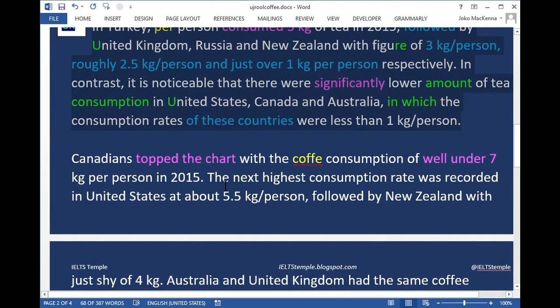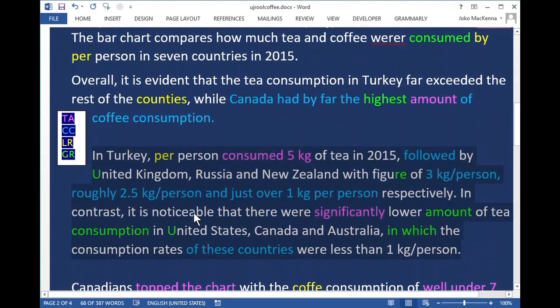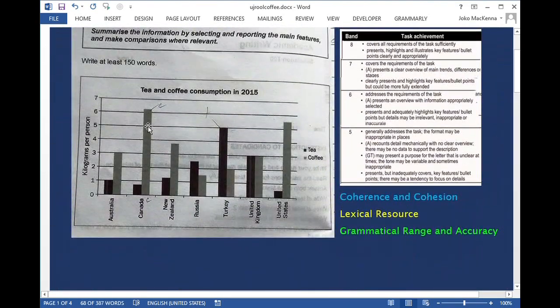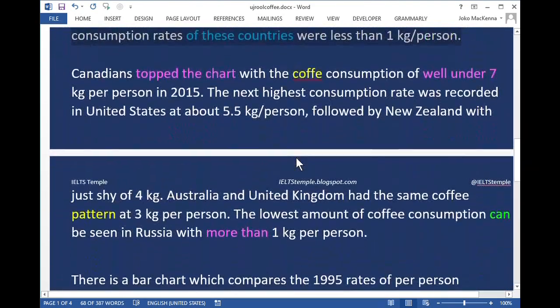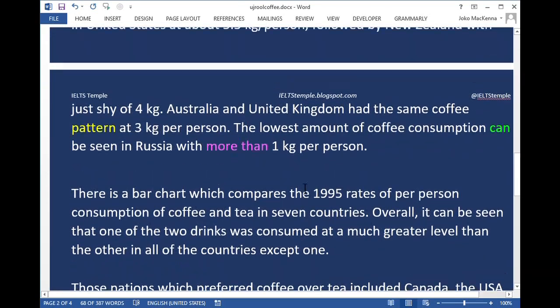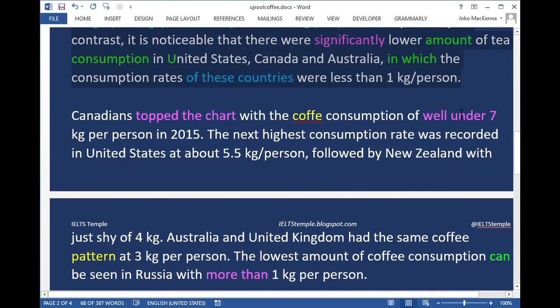Top the chart, far too informal. Typo, well under 7 kg per person in 2015. Why did you say well under to describe 6.2? Well under 7. Huh? And when you're talking about the highest, you want to avoid words that refer to lower or under. How about just over 6 kg per person?